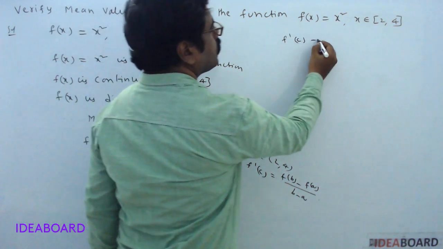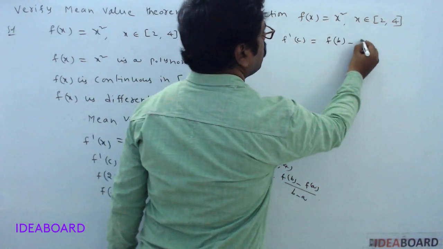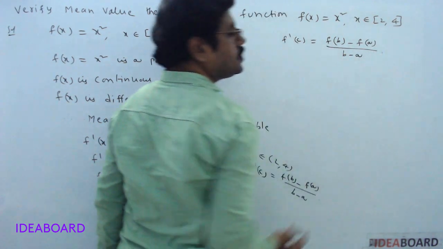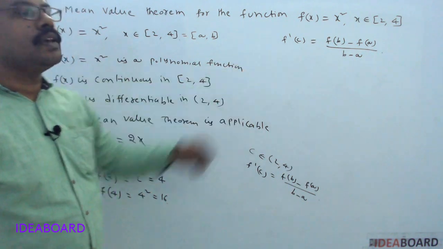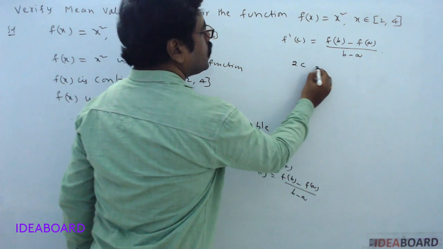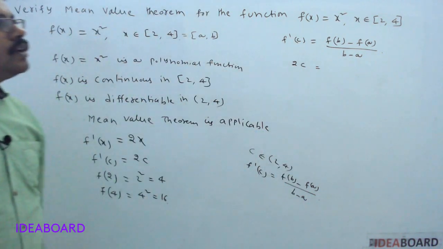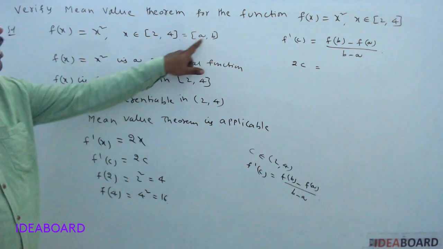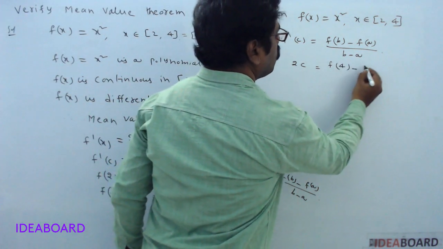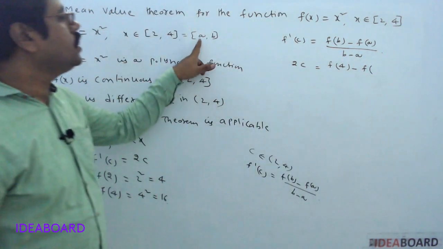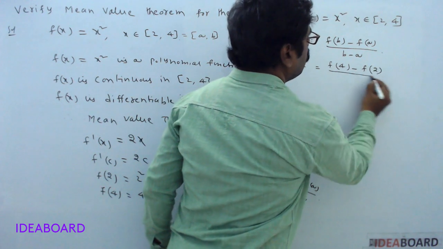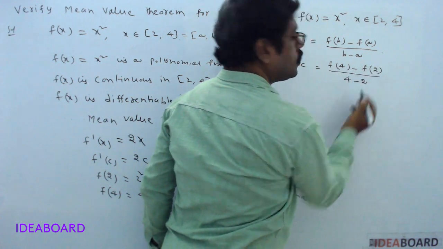f dash of c is equal to f of b minus f of a upon b minus a. What is the f dash of c value? 2c. So 2c equals f of b. What is the b value here? 4. So this is f of 4 minus f of a. What is the value of a? 2. So f of 2 upon 4 minus 2.